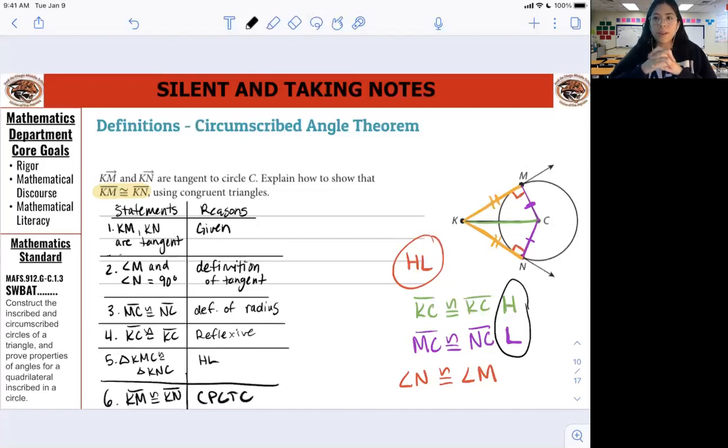Questions on this one? No, there is no homework on this. I couldn't find a good assignment on Khan Academy, so there is no homework on it. Okay.